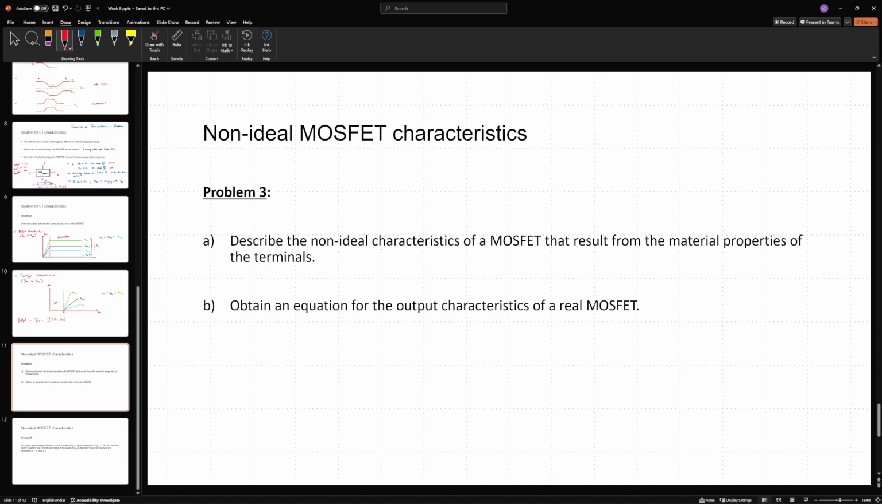So, first things first, describe all the non-ideal characteristics of a MOSFET that result from the material properties of the terminals. Now, I hope you can see what I was meaning. The notion of non-ideality comes from the fact that it is made of some realistic material. And the material properties will infuse the device with some characteristics which I will expect to observe. Okay, so now let us see what they are. And then, the second part is to obtain an equation for the output characteristic of a real MOSFET.